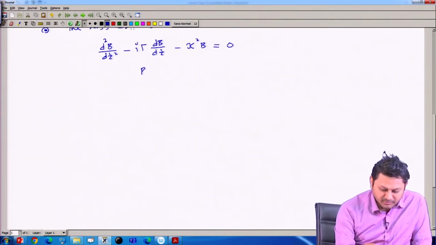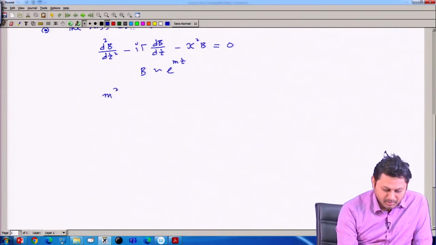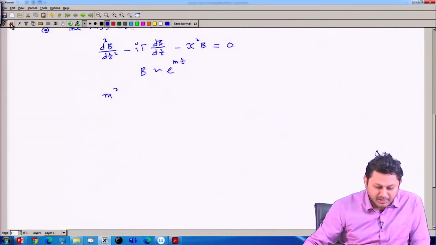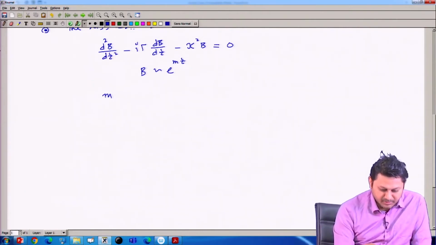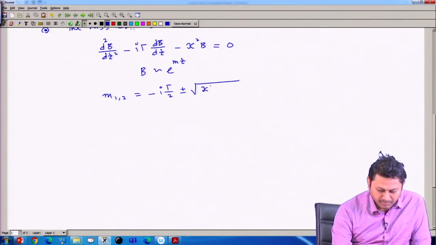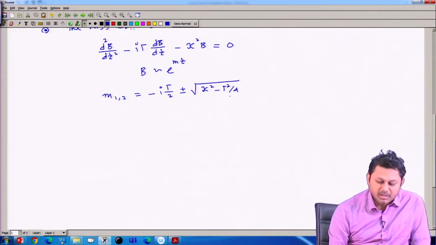B, now I am going to solve that. So, for B I am expecting a solution something like this, then I can find out the value of this m, and let me write down quickly. So, my m1,2 will be minus i gamma by 2 plus or minus the root of kappa square minus gamma square by 4. So, this condition kappa square minus gamma square by 4 appears here.